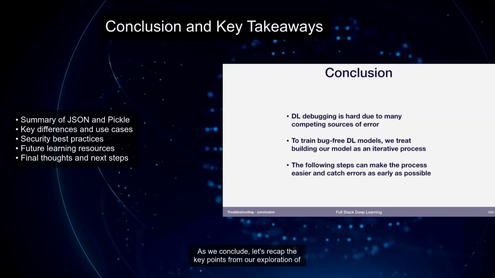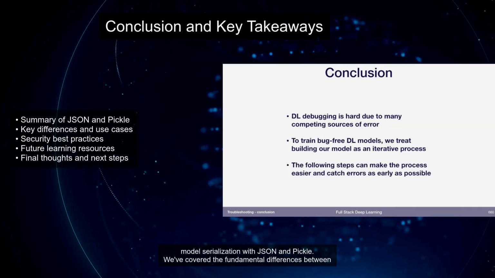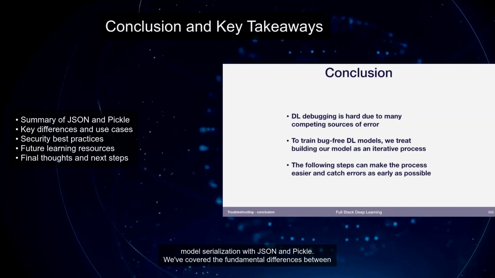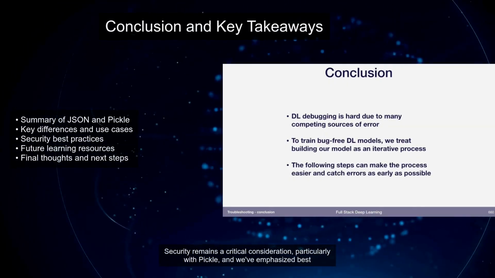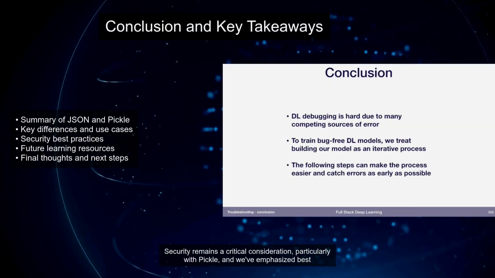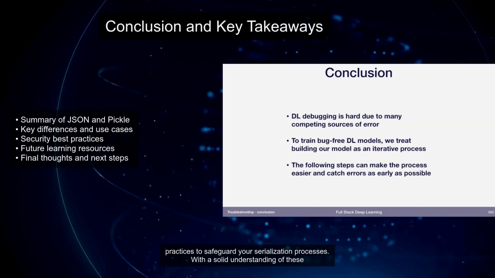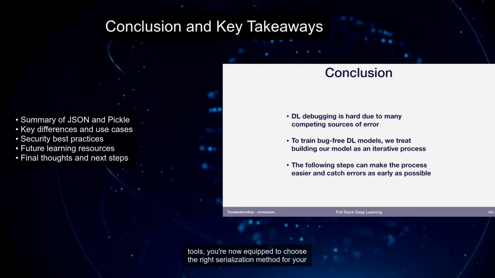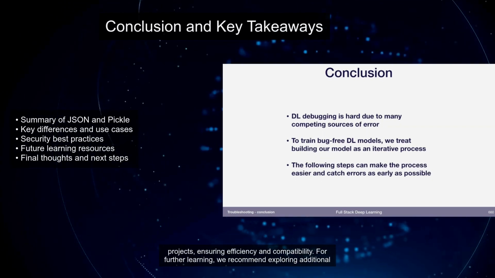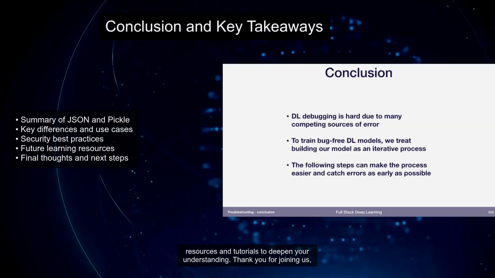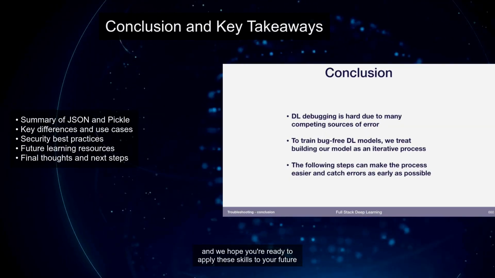As we conclude, let's recap the key points from our exploration of model serialization with JSON and Pickle. We've covered the fundamental differences between these two methods, their respective use cases, and the advantages they offer. Security remains a critical consideration, particularly with Pickle, and we've emphasized best practices to safeguard your serialization processes. With a solid understanding of these tools, you're now equipped to choose the right serialization method for your projects, ensuring efficiency and compatibility. For further learning, we recommend exploring additional resources and tutorials to deepen your understanding.